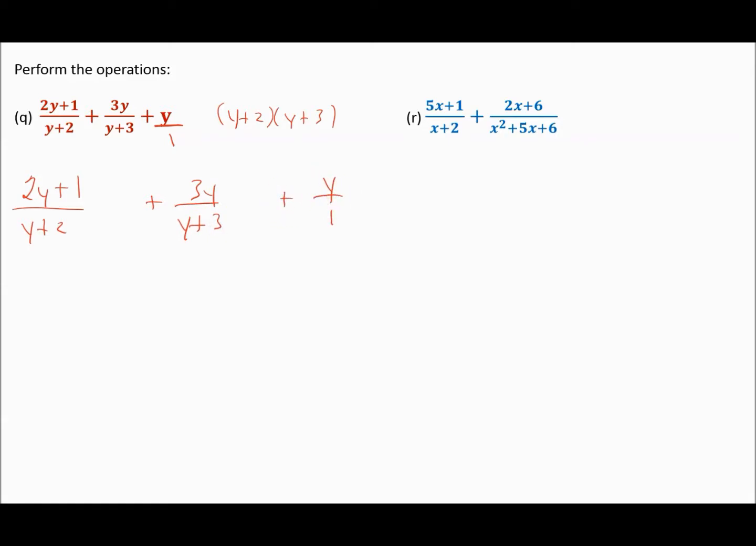Okay, so the y plus 2 needs a y plus 3. If I multiply in the denominator, I have to multiply it in the numerator. My y plus 3 is missing a y plus 2 that I multiply in both the numerator and denominator. And this guy down here is missing both. It's missing a y plus 3 times a y plus 2.